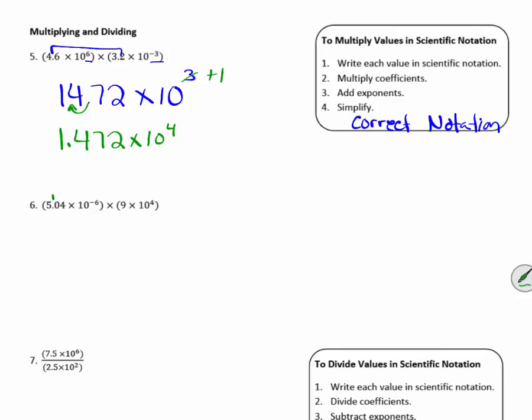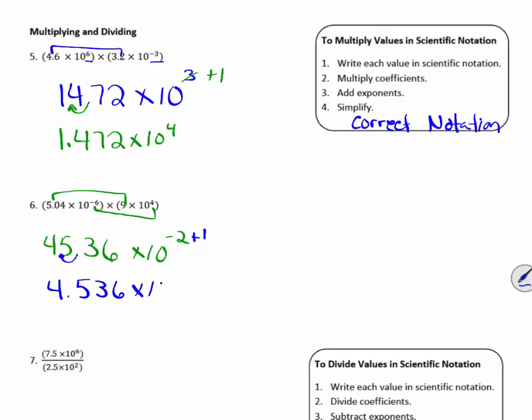For number 6, we're going to multiply the numbers out front. So we're going to have 5.04 times 9, which gives you 45.36. I did that on a calculator. Times 10, and you're going to add your exponents. Negative 6 plus 4 is negative 2. Same thing, I have to check to make sure I'm in correct scientific notation. I have to move this over 1, which increases your exponent. So 4.536 times 10, negative 2 plus 1 is negative 1.